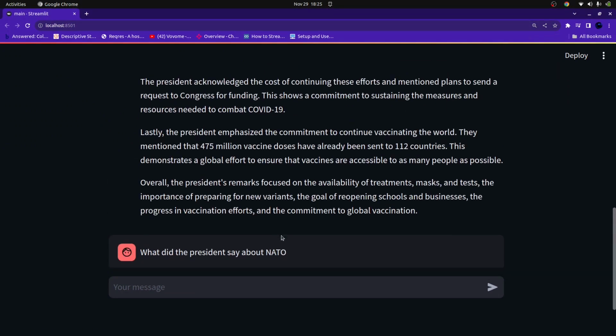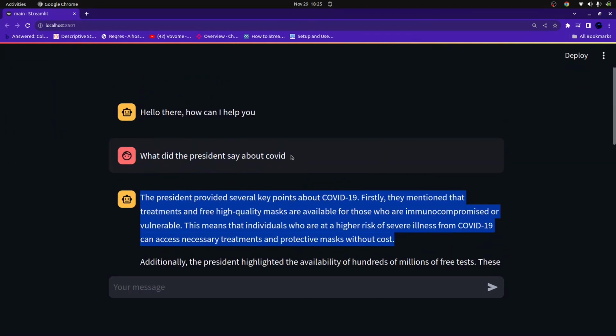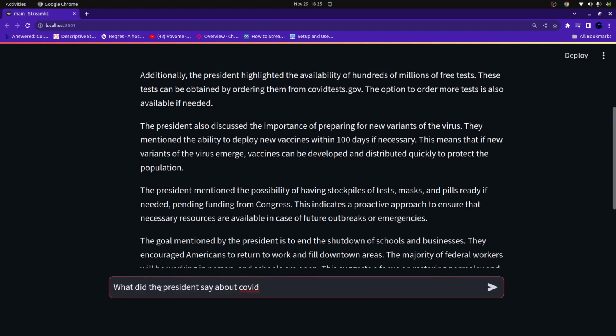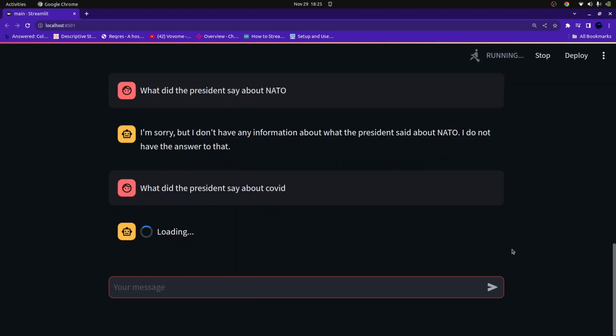But basically, I think the president mentioned something about NATO within the speech. That's why I asked it what the president said about NATO. But it seems not to give me a good result. So you can even ask what the president said about COVID again. Let's see what result it gives me. So just to show you that this is working, let's search what the president said about COVID within the State of the Union address.